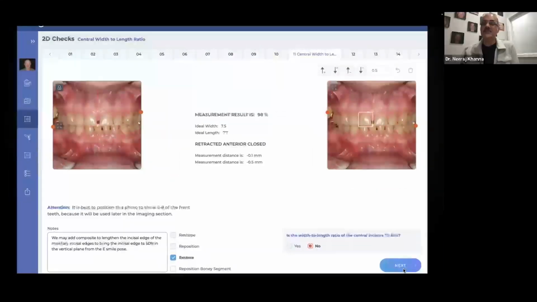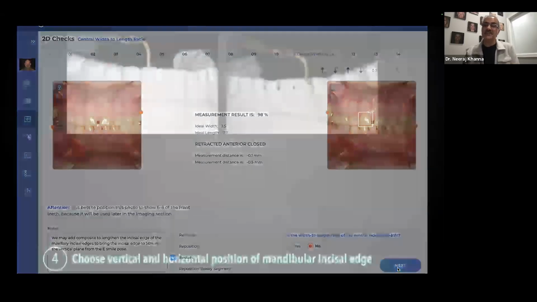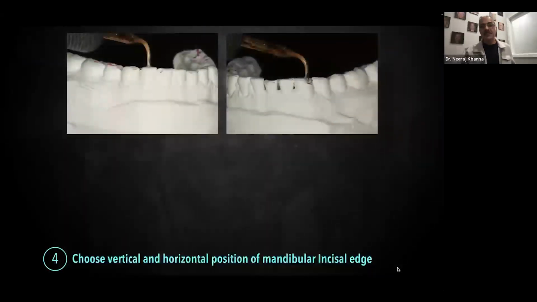And then that allows me to predictably design the proper length, and also allows me to determine how much length is acceptable. This calculation tells me that all I have to do is add 0.5 millimeter of length to get a more ideal length to width ratio. And so that's what I'm going to do. I'm going to take this information I've learned, and now I'm going to transpose it onto my models.